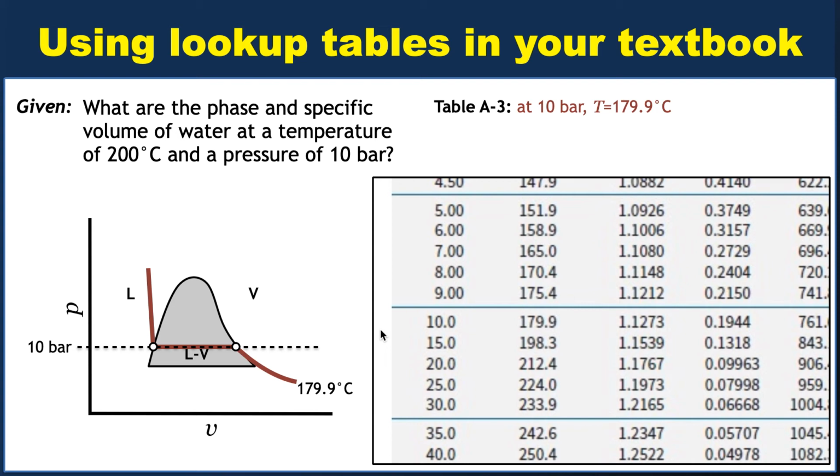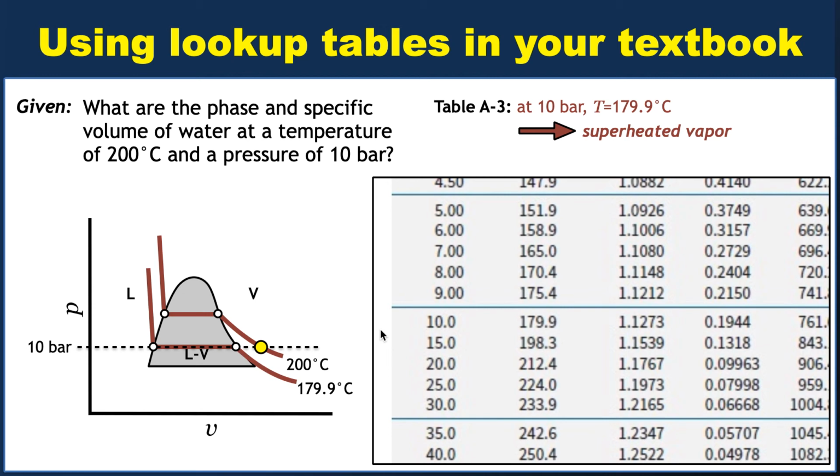but now we have the same issue we had with the TV plot and looking up according to temperature. We want a temperature of 200 degrees C, so clearly the isotherm that we're interested in has to be higher than the one we looked up inside the vapor dome. It would have to do something like this, and then it would intersect our 10 bar isobar over here to the right in the superheated vapor region.